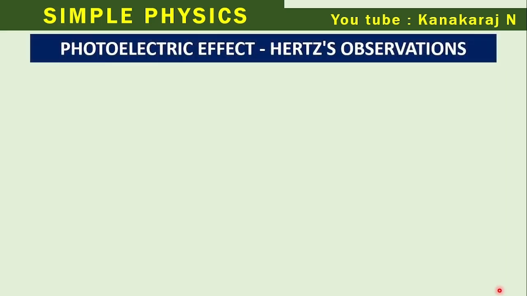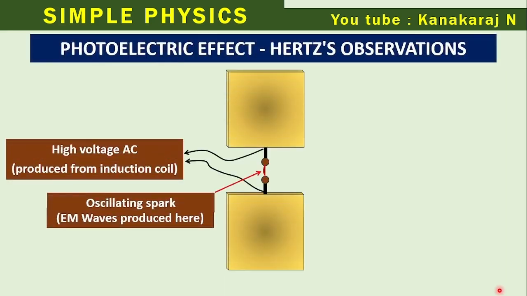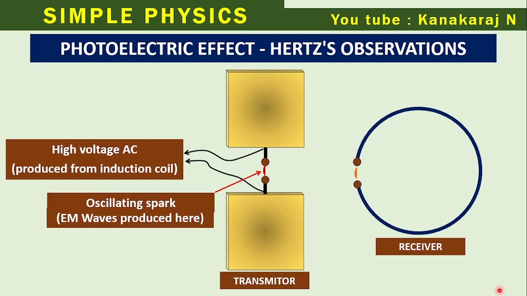Photoelectric effect: Hertz's observations. Here you have a transformer that produces a spark between the metallic spheres. This spark gives out electromagnetic waves. And you have a receiver. Between the two metallic spheres, you have a very weak spark. This shows the presence of electromagnetic waves.